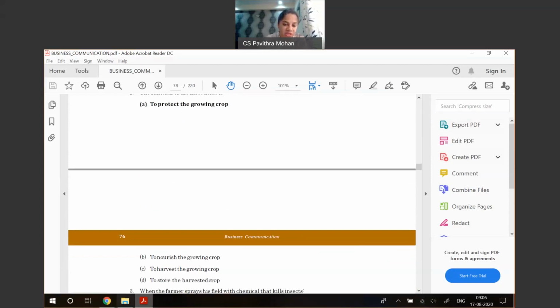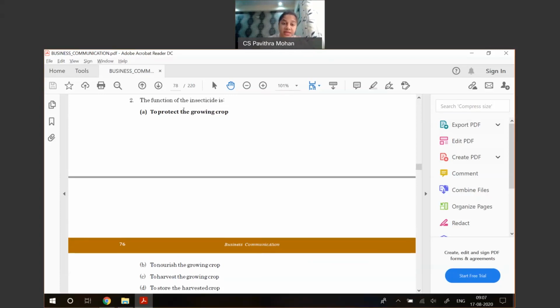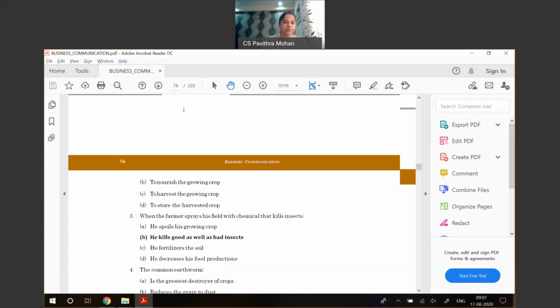So for that he is just speaking about... Here he is not using the chemical for nourishment, harvesting or storage, because for storage he is going with storage facilities. Hence he is using this to protect the growing crop in the field. The insecticide is used in the fields for protecting the growing crop.